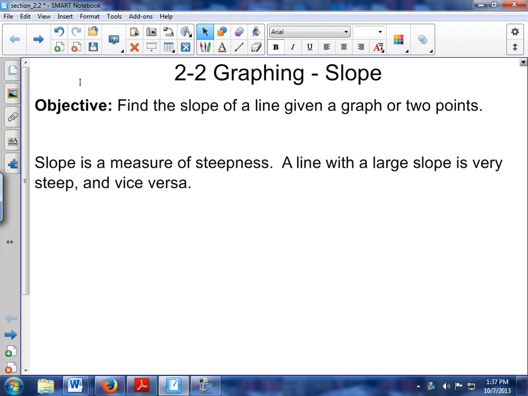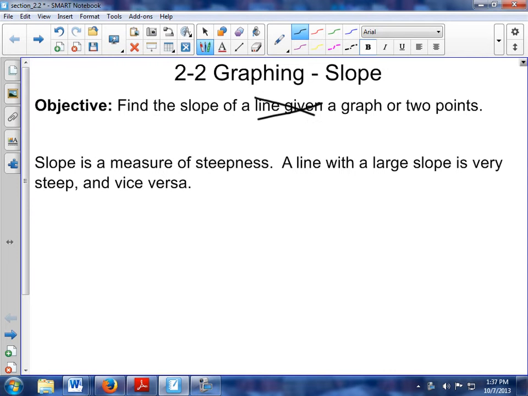2-2, graphing slope. Find the slope of a line given a graph or 2 points. I'm not going to really worry about this one. I'm not really going to give you a line on a graph and say, please calculate its slope. No. I'm going to probably do this one, which still is a review. You need to know how to do this, so for those of you going on to statistics, upper level math, you need to draw regression lines. You need to know how to do this, okay?